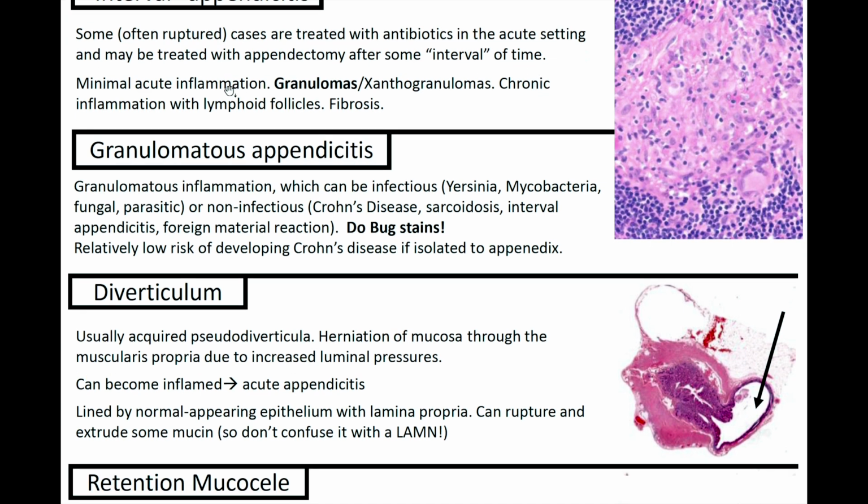Next up, we've got granulomatous appendicitis. As the name would suggest, you have granulomatous inflammation, which can be infectious, caused by Yersinia, mycobacteria, fungal, or parasitic, or non-infectious causes such as Crohn's disease, sarcoidosis, interval appendicitis, foreign material reaction. So if you're seeing granulomas in the appendix, be sure to do bug stains to rule out infectious causes. There's a relatively low risk of developing Crohn's disease if isolated to the appendix.